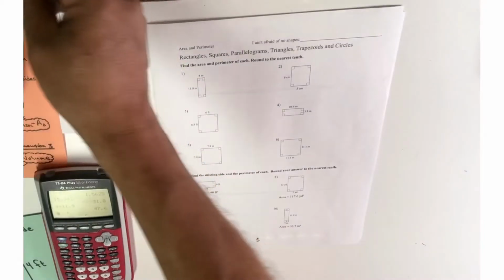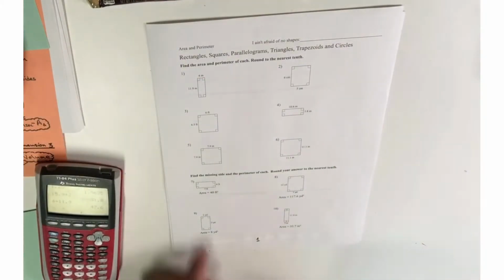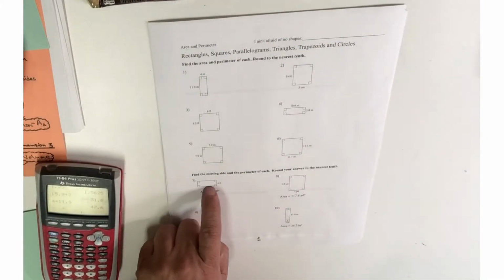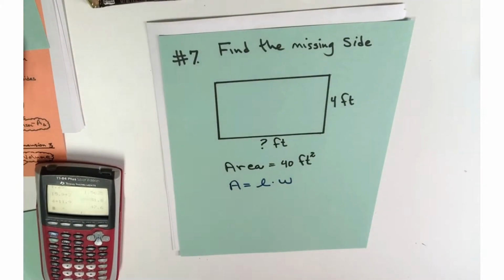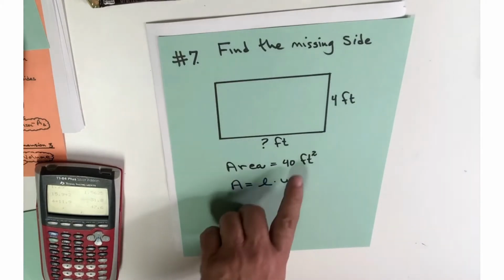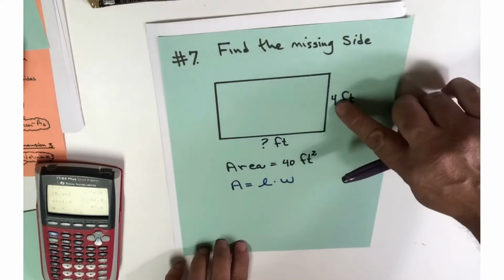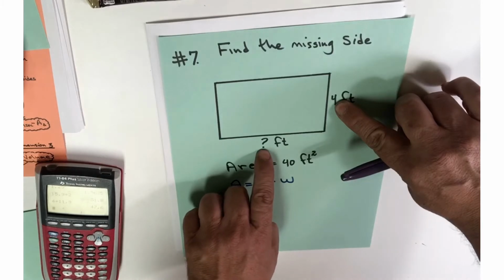Next, we're going to move on to number 7. Remember, I said I was going to do the first one of each section. It says find the missing side. This is a rectangle, and they are giving you the area to be 40. They gave you the width to be 4. I need to find out what the length is.